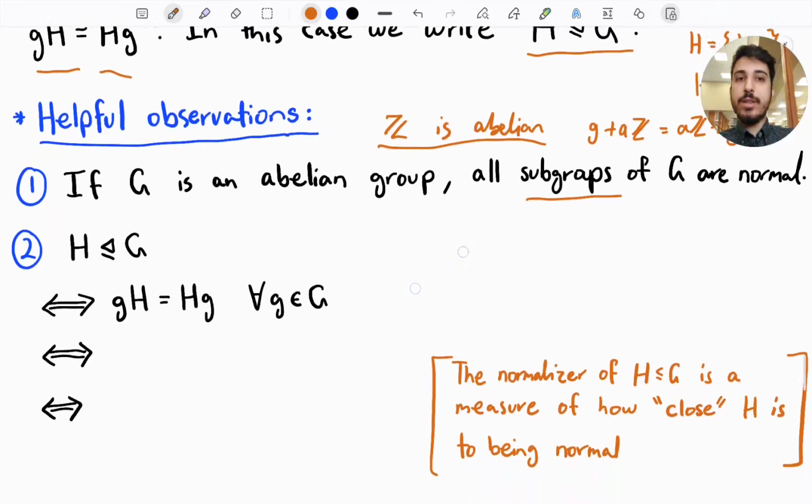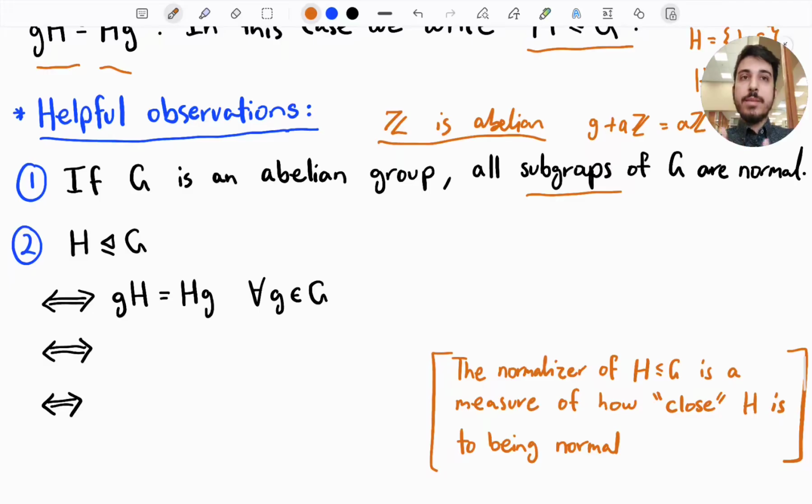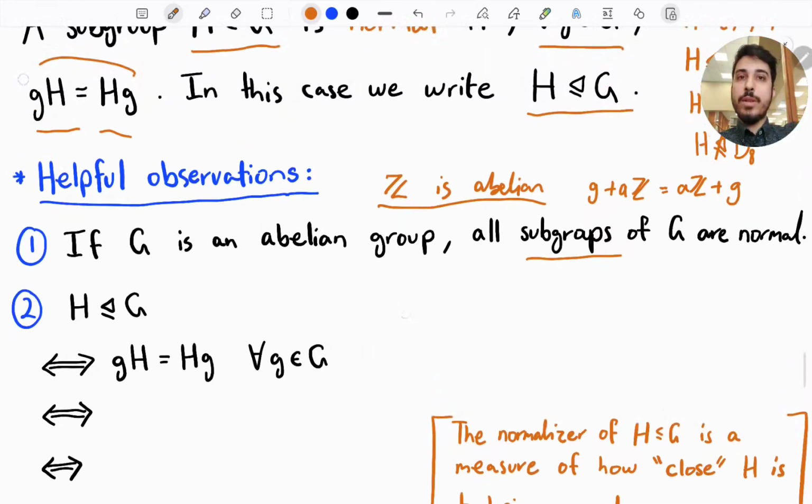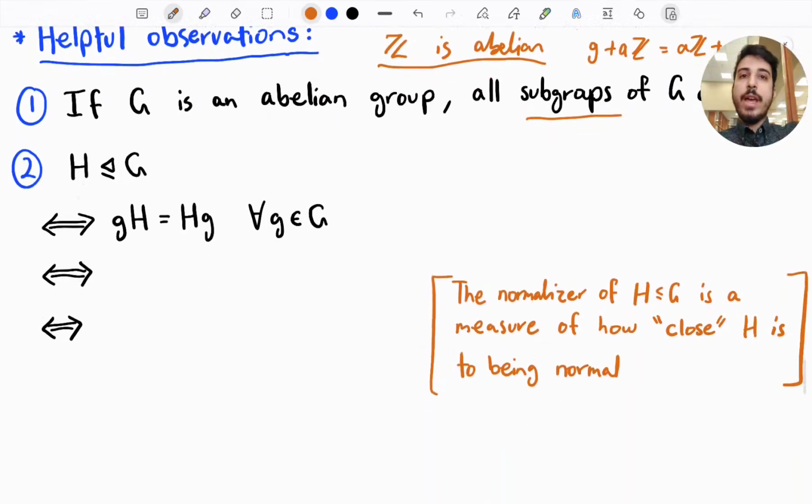The second observation is that sometimes it is easier not to work with this fact in proving that a subgroup is normal, but to do some algebraic manipulations. So H is a normal subgroup of G if and only if gH is equal to Hg for all g in G. This is by definition. And if we multiply by g inverse on both sides, then by algebra we would get gHg^-1 is equal to H for all g in G.